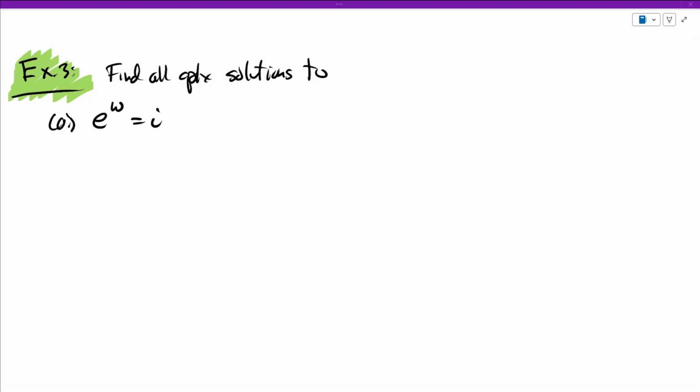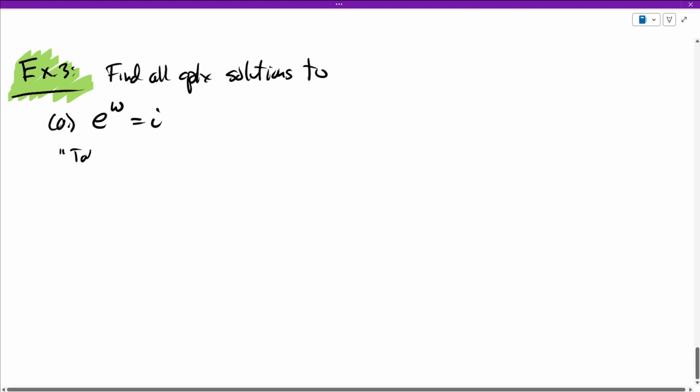We're now going to motivate the logarithm by looking at exponential equations, so equations involving the exponential function. And our first equation, e to the omega is i. Ideally, we could take log of both sides.